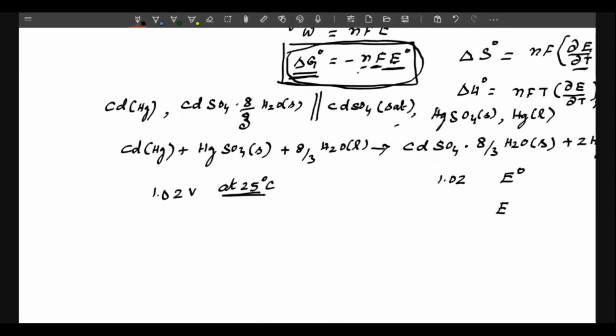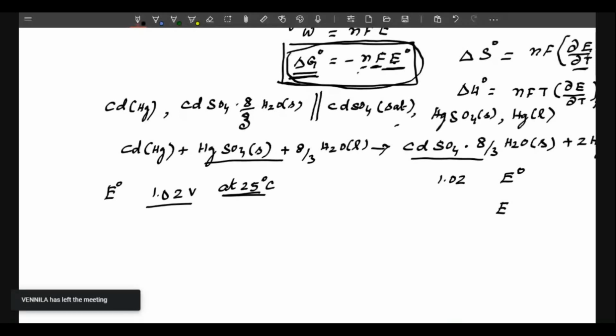We have studied. Here the electrolyte is mercuric sulfate and cadmium sulfate. They are in the solid state. The activity for a pure liquid or a pure solid is taken to be unity, you have studied. Therefore, here the cell EMF given is the standard EMF, E naught. In this way, you can say whether the cell EMF is the standard condition or the non-standard condition. It is a standard condition. E naught is given.